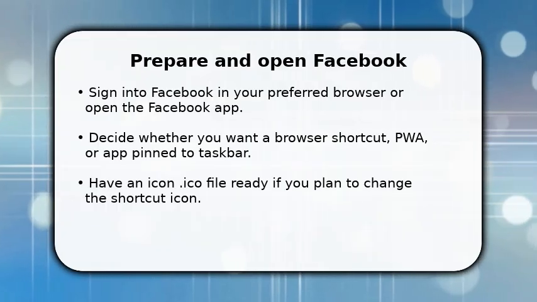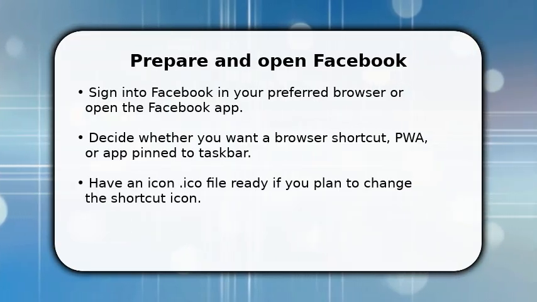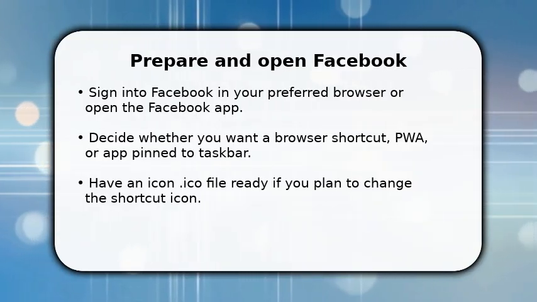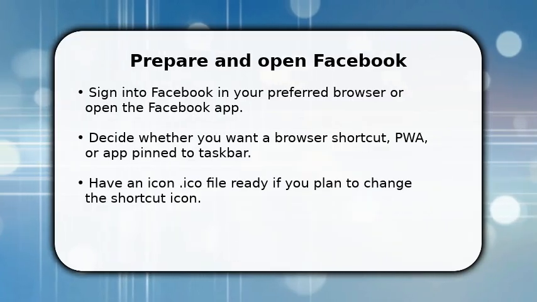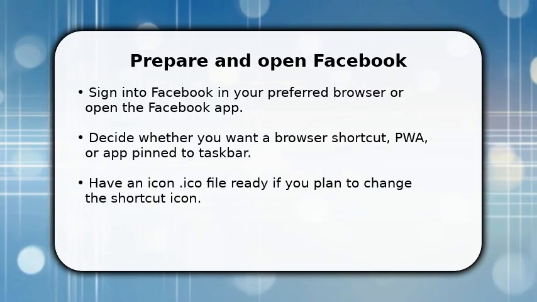You start by opening Facebook and signing in so you can create or modify a shortcut tied to your account. Once done, decide if you want the browser shortcut, a progressive web app, or the native app pinned to the Windows taskbar. Each path differs slightly. Make sure you have an icon file ready if you plan to customize appearance.